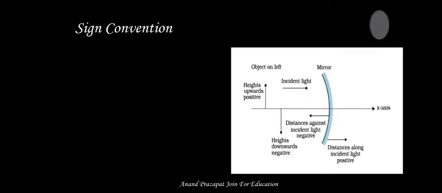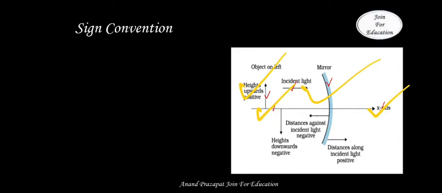Sign convention. This is the relevant figure of sign convention. This is a mirror, a concave mirror. This is the direction of the incident ray. Height above the principal axis, also known as the x-axis, and this is against the direction of the incident ray, and this is the distance along the incident ray.